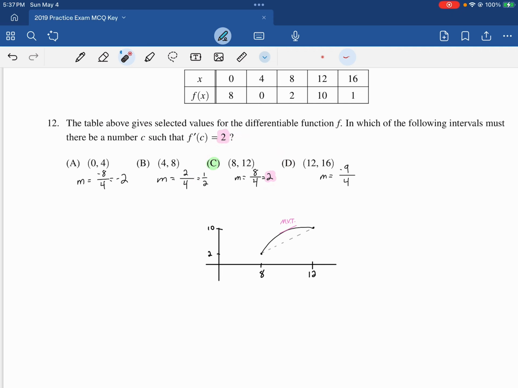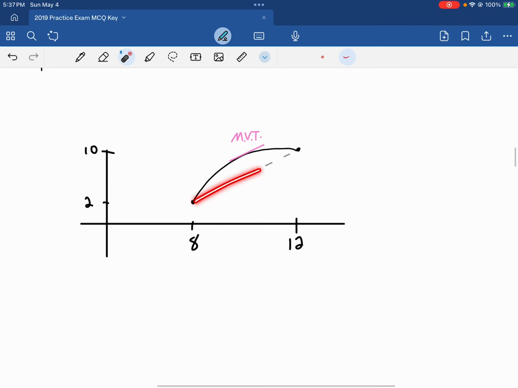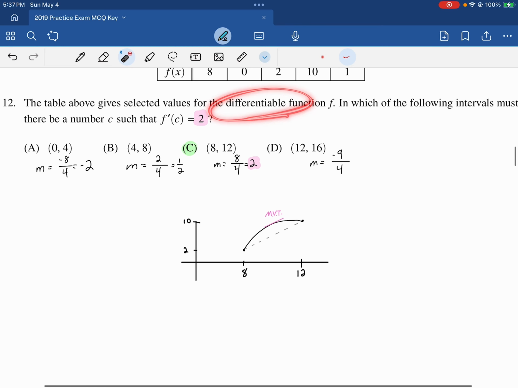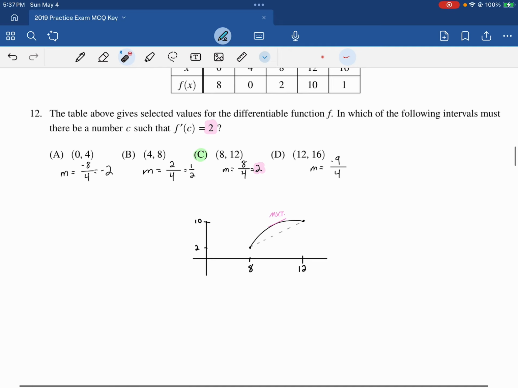And here's what your mean value theorem says. From 8 to 12, the average slope here is 2. And the mean value theorem guarantees somewhere in this interval, if it's continuous and differentiable, you have a slope of 2 somewhere in between 8 and 12. And they say that we have a differentiable function f, therefore it's continuous. Everything is met for me to pick 8 to 12, choice C.